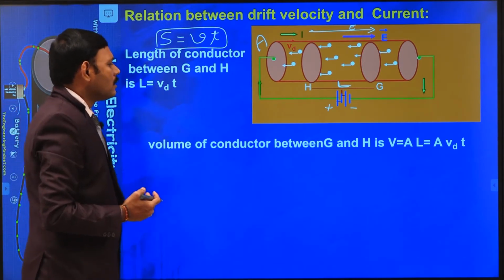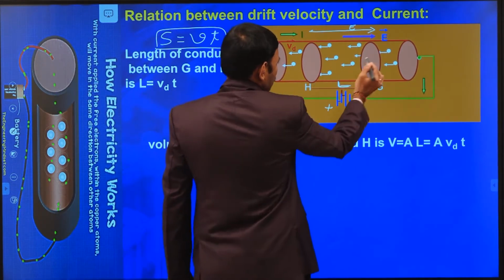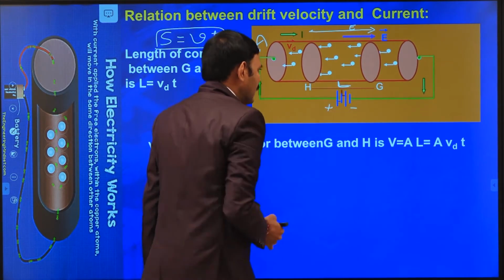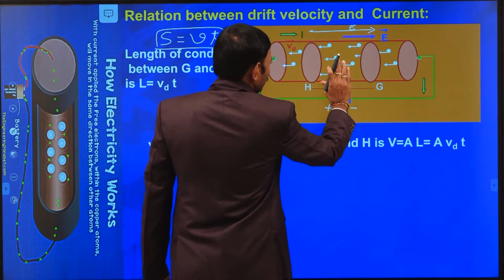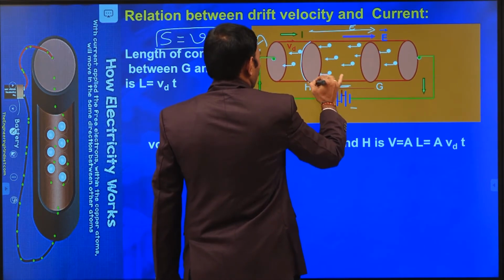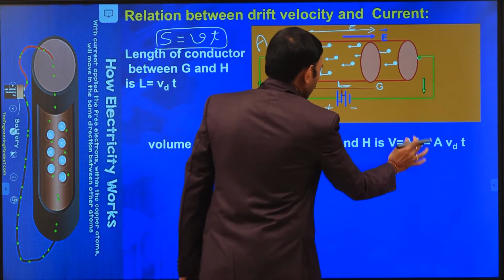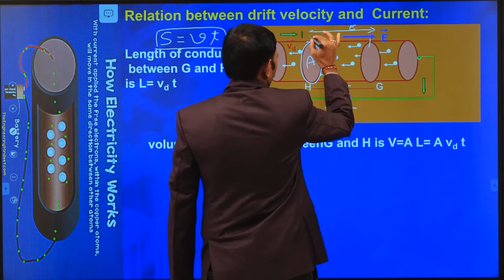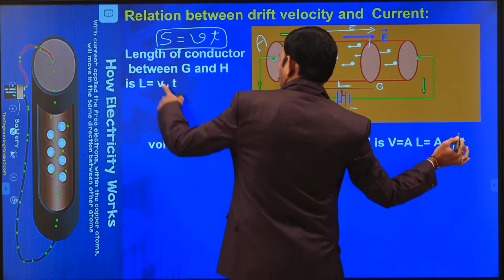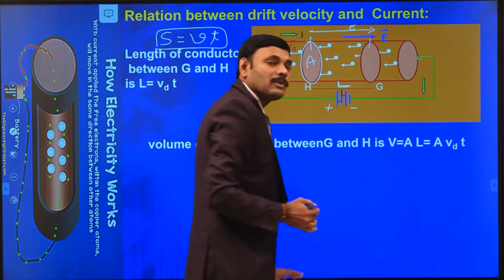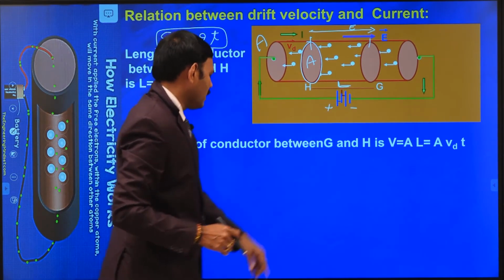And next, from G to H, we calculated the length, because the time duration is T, so Vd into T is the length. Then volume: because it is a cylindrical cross section, volume is area into length. This is the area of cross section A. Between these 2 points, the volume of the cylinder is area into length. Already we calculated the length, so replace it. So A into Vd into T is the volume between the considered points G and H.